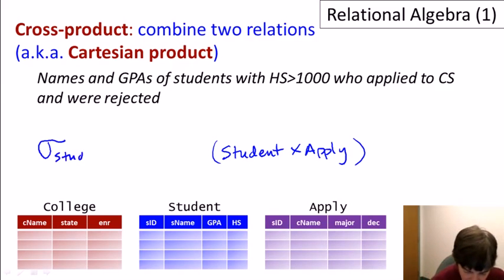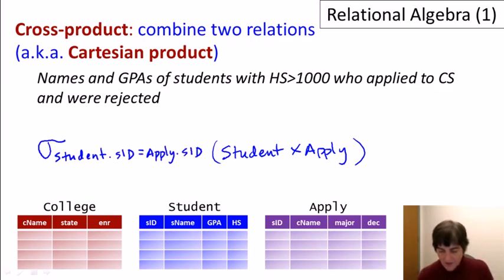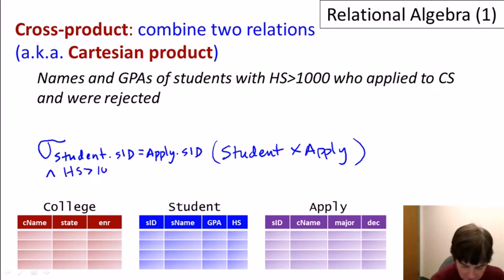So to do that, we write student.sid equals apply.sid. So now we've filtered the result of that cross product to only include combinations of student and apply tuples that make sense. Now we have to do a little bit of additional filtering. We said that we want the high school size to be greater than 1,000, so we do a little AND operator in the high school. We want them to have applied to CS, so that's AND major equals CS.